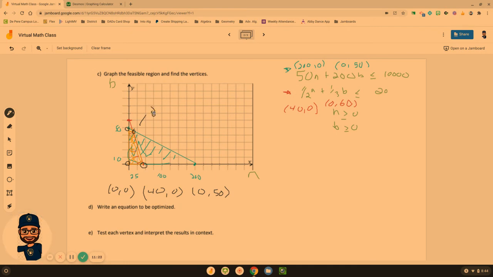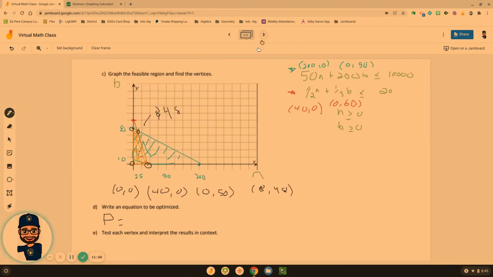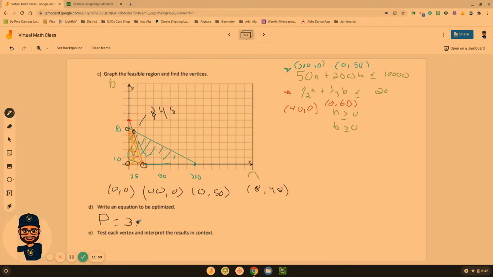So that's our last point. Now, the question originally is which one of these is going to maximize our profit, right? Maximize our profit. And so the profit is going to equal, we got to go back to the original problem, $350 for a necklace that we make and $250 for a bracelet. So we got to use that in that maximizing profit equation. $350 for a necklace, or 350 times n, plus 250 times every bracelet.